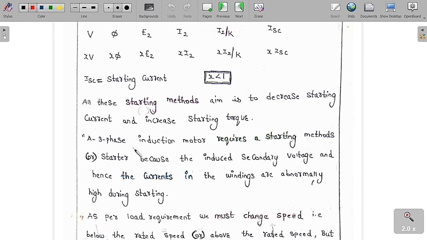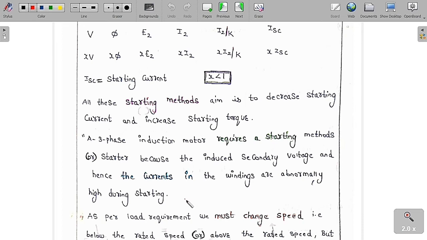I've already told you a three-phase induction motor requires a starting method or starter because the induced secondary voltage, and hence the currents in the windings, are abnormally high during the starting. As I've already told you, during the starting, whatever EMF is induced in the rotor and whatever current is induced in the rotor are very high. Because of this reason only, we need the starting methods, also called starters. So these are the starters which are required.